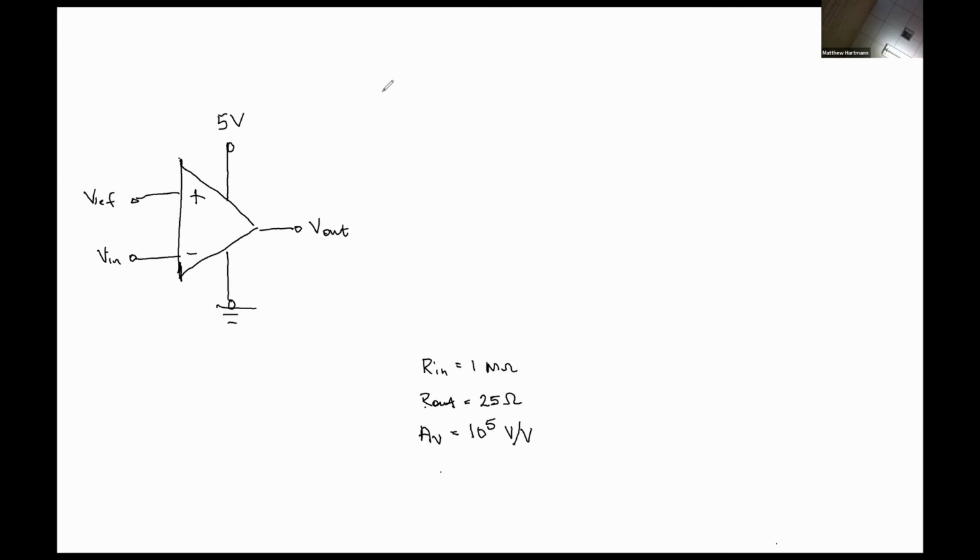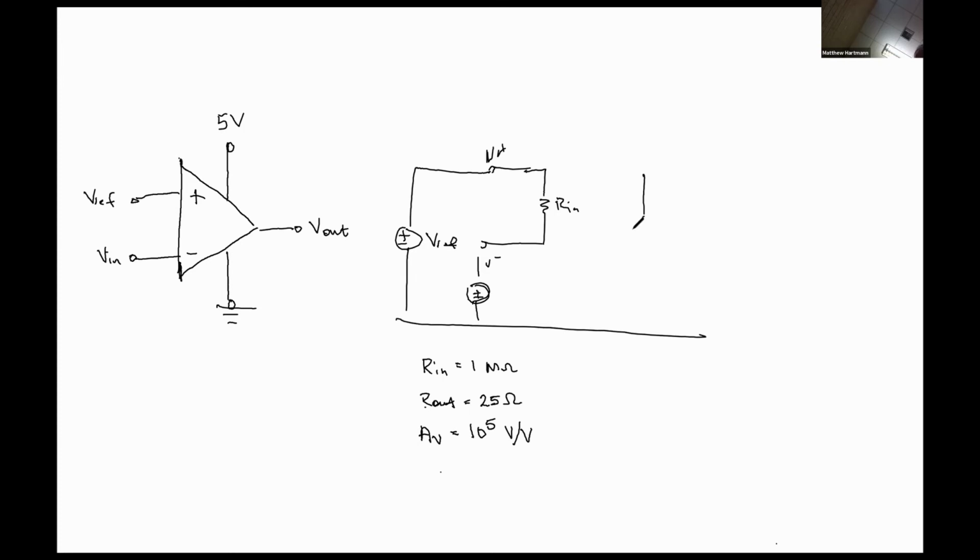So if I redrew this using my practical op-amp model, this is my non-inverting voltage. This is my inverting voltage. This is Rn. So let's see. Plus minus Vref. Out.